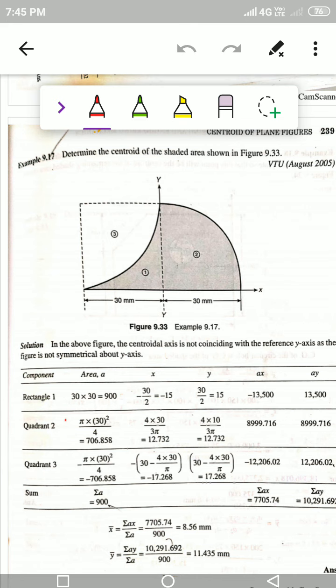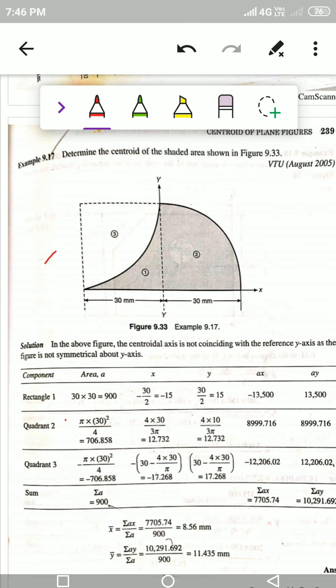Clear? A known geometrical shape means it may be a rectangle, semicircle, circle, quarter circle, like that. But this is not exactly a known geometrical shape, so you have to divide the given figure into known geometrical shapes. You can observe that the dotted line is the extension of the given geometrical figure, and it indicates that you have divided the given figure into a number of known geometrical shapes.